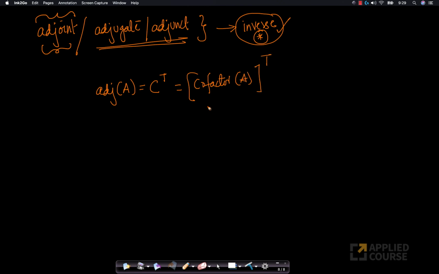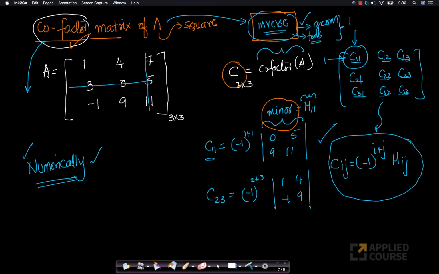So you take the transpose of the cofactor matrix, and instead of writing it in square braces, let me put it in simple braces. You compute the cofactor of A as explained here. Remember, to compute the cofactor of A, we are going to use minors of A. So the way it works is, to compute the inverse of a matrix, we need to use the adjoint or adjunct of a matrix. And to compute the adjunct, we need to compute the cofactor, because adjunct is nothing but cofactor transpose. And to compute the cofactor, we need the concept of a minor.